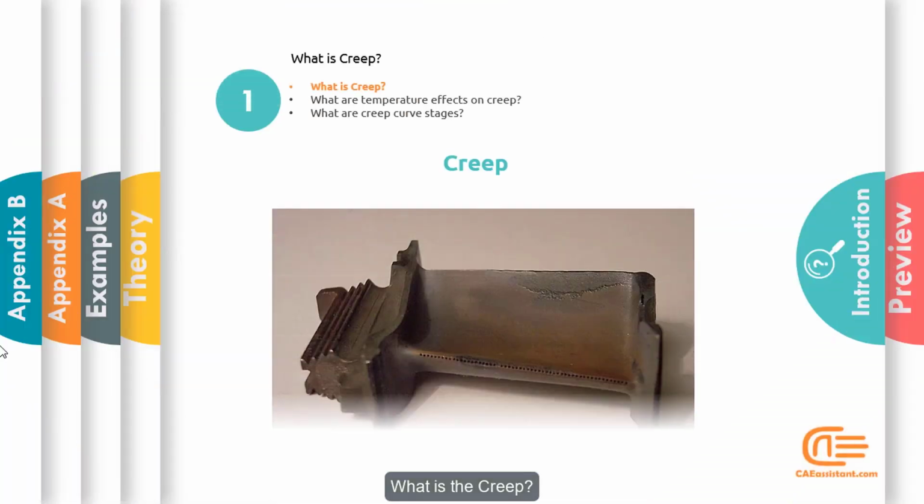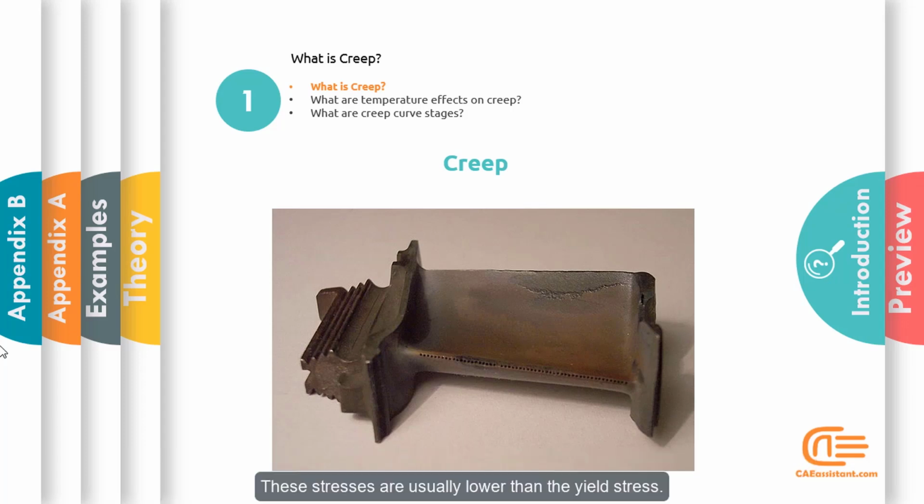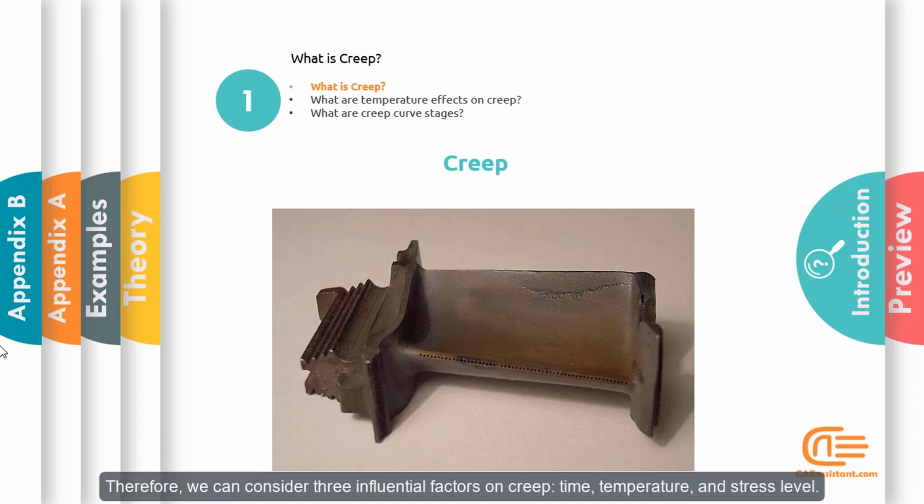What is creep? Creep is time-dependent deformation of a material and it typically occurs at high temperatures and under constant stress. These stresses are usually lower than the yield stress. Therefore, we can consider three influential factors on creep: time, temperature, and stress level.